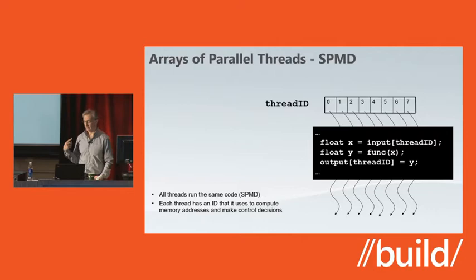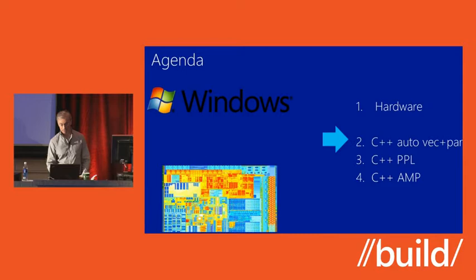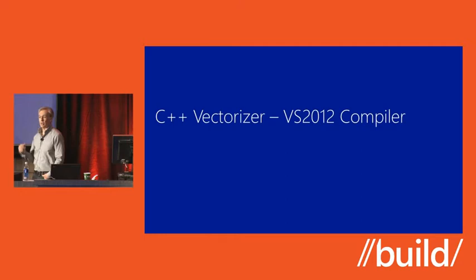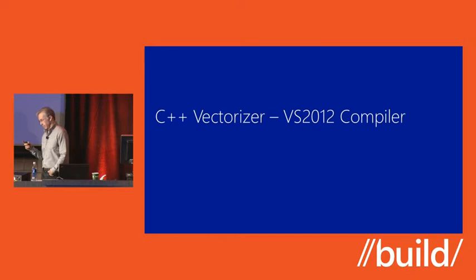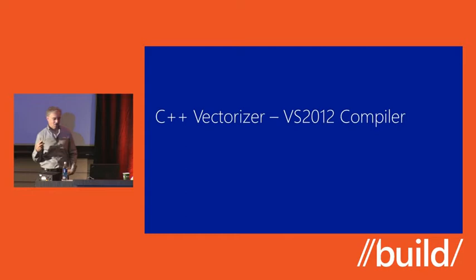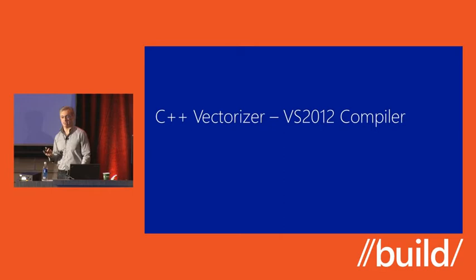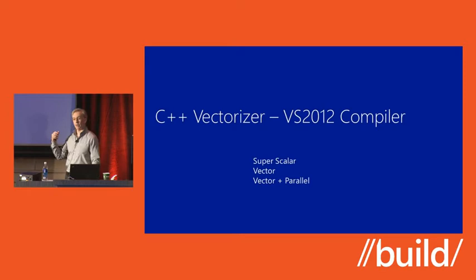Okay, so we talked about the hardware, and now we're going to talk about the vectorizer. In 2012, we took the C++ compiler, which is parts of it 18, 20 years old, and we really tore it up and put in an automatic vectorization capability and automatic parallelization. In order to properly cover this topic, I'm going to go through superscalar, vector, and vector parallel, which were the hardware architectural features that I had just covered.